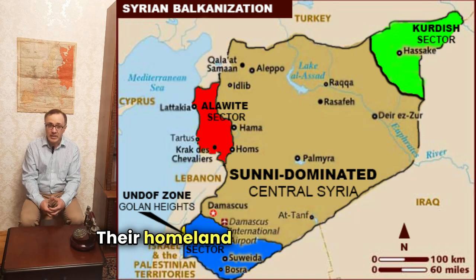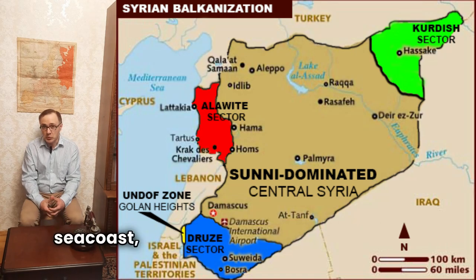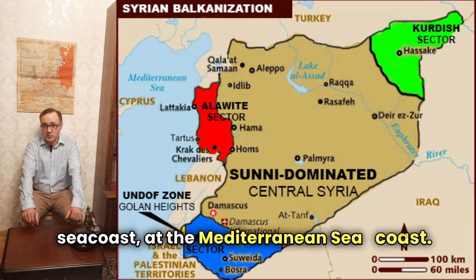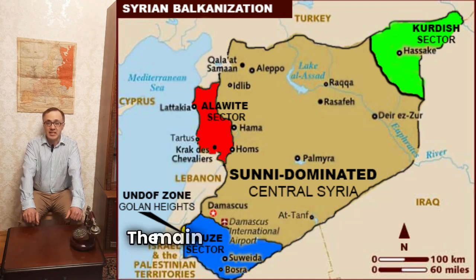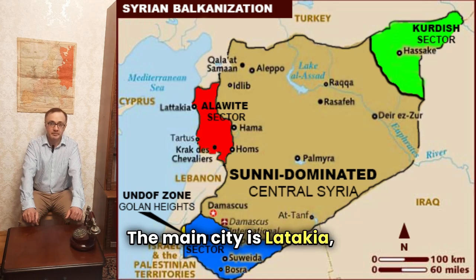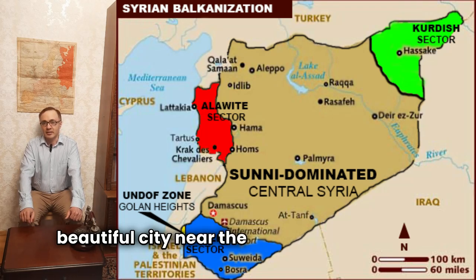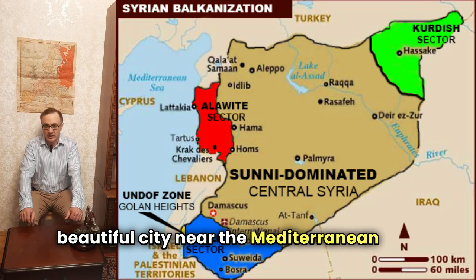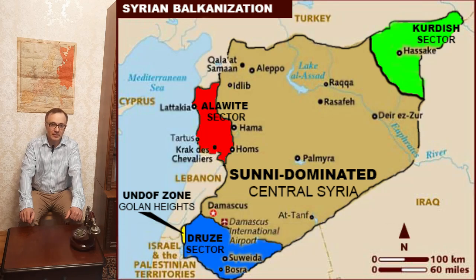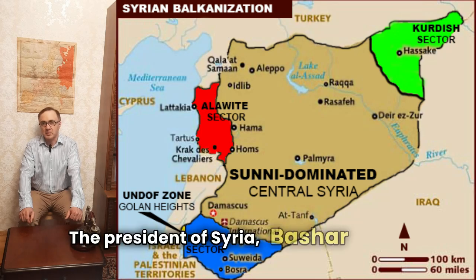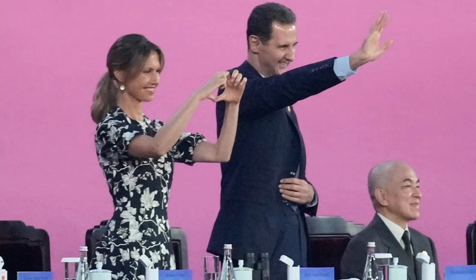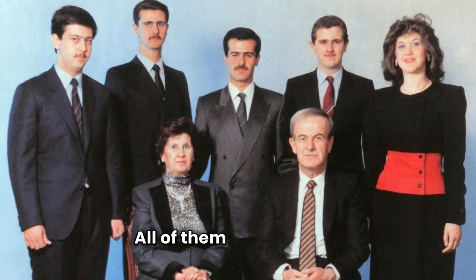Their homeland is situated on the Mediterranean seacoast. The main city is Latakia, a beautiful city near the Mediterranean Sea. The president of Syria, Bashar al-Assad, and also his father, Hafez al-Assad, are all Alawites.